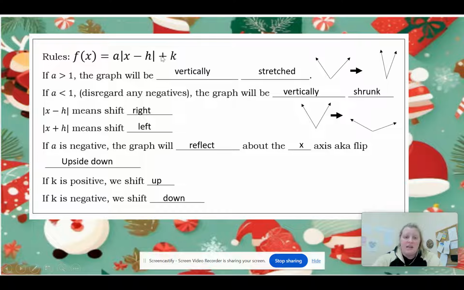Now whatever's on the end, it might say +2 or -2 on the end here. So whatever's in the k spot, if that is a positive number, that means we're going to go up. And if it's a negative, we're going to go down. So I always tell my students vertical manipulations will occur outside of the bars. So any numbers outside of the bars have a vertical transformation to them. Anything that's inside is a left and right horizontal thing.